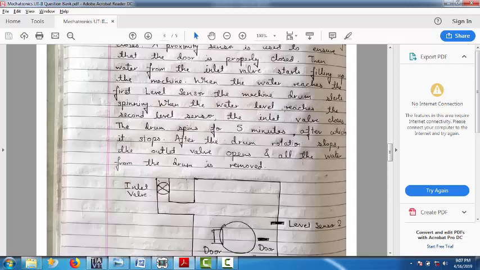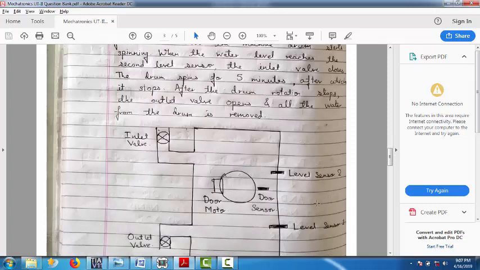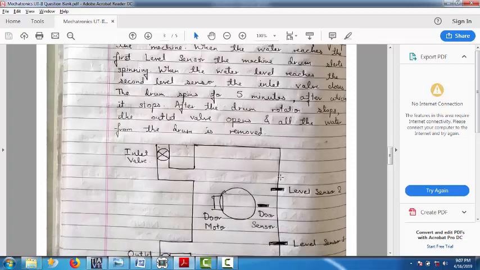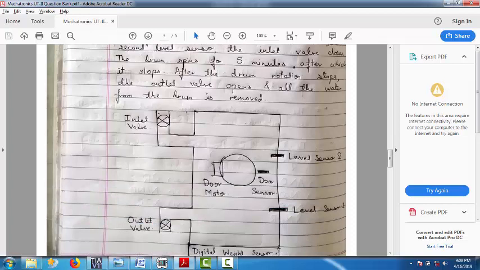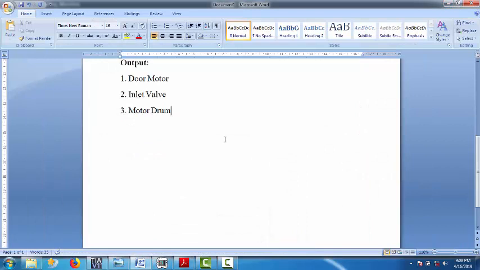When the water reaches the second level sensor, the inlet valve closes. The drum spins for 5 minutes. The total time that the drum spins for is 5 minutes, after which it stops. After the drum rotation stops, the outlet valve opens and all the water from the drum is removed. So after the rotation is done, the outlet valve opens. Outlet valve is another actuator, so it will be an output.